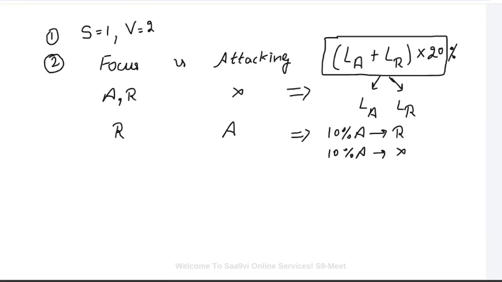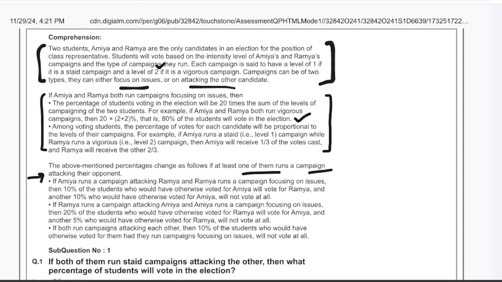Let's understand the next condition. This is done. Now Ramya runs a campaign attacking Amiya and Amiya runs a campaign focusing on issues. The vice versa is going to be similar, but this time, instead of 10%, 20% of the students who would have otherwise voted for Ramya will vote for Amiya and 5% will not vote at all.